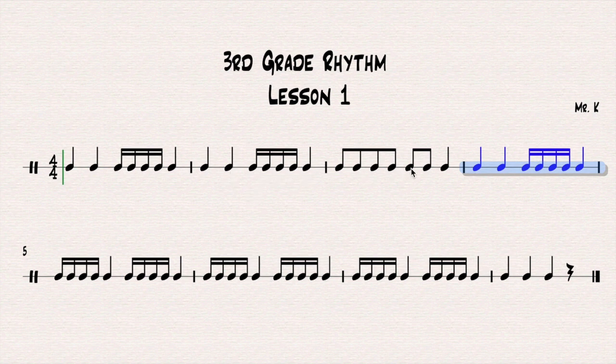Now that third measure, 8th notes. 1 and 2 and 3 and 4. Let's count that. Ready? Go. 1 and 2 and 3 and 4. Nice. Now the trick is going to be putting all 4 of these measures together.